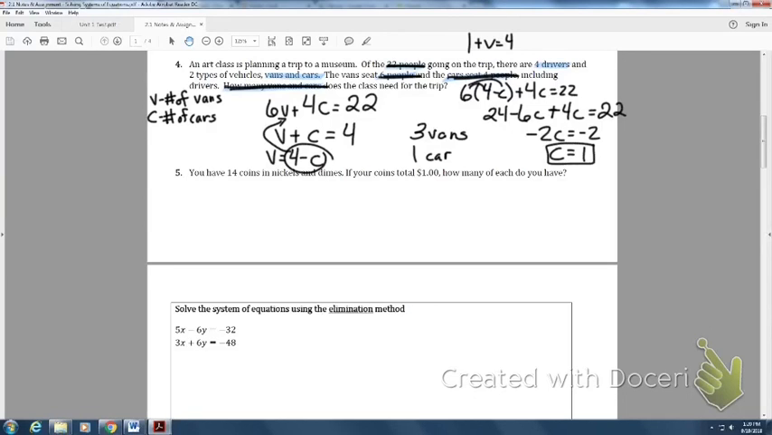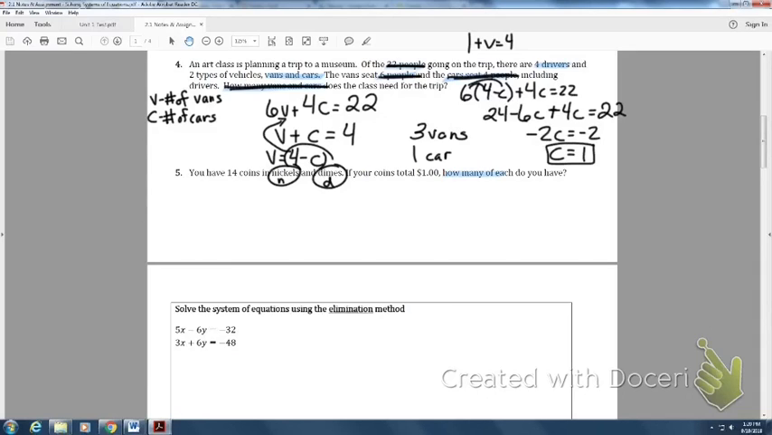Going down to the next problem. We're just going to set this one up. Just want to kind of talk about it. It says you have 14 coins in nickels and dimes. If your coins total $1, how many of each do you have? So whenever you're identifying your variables, had someone start doing this last year. If you want to do this, okay, that's fine. But just be aware what the question is. Okay, it's number of nickels and number of dimes.